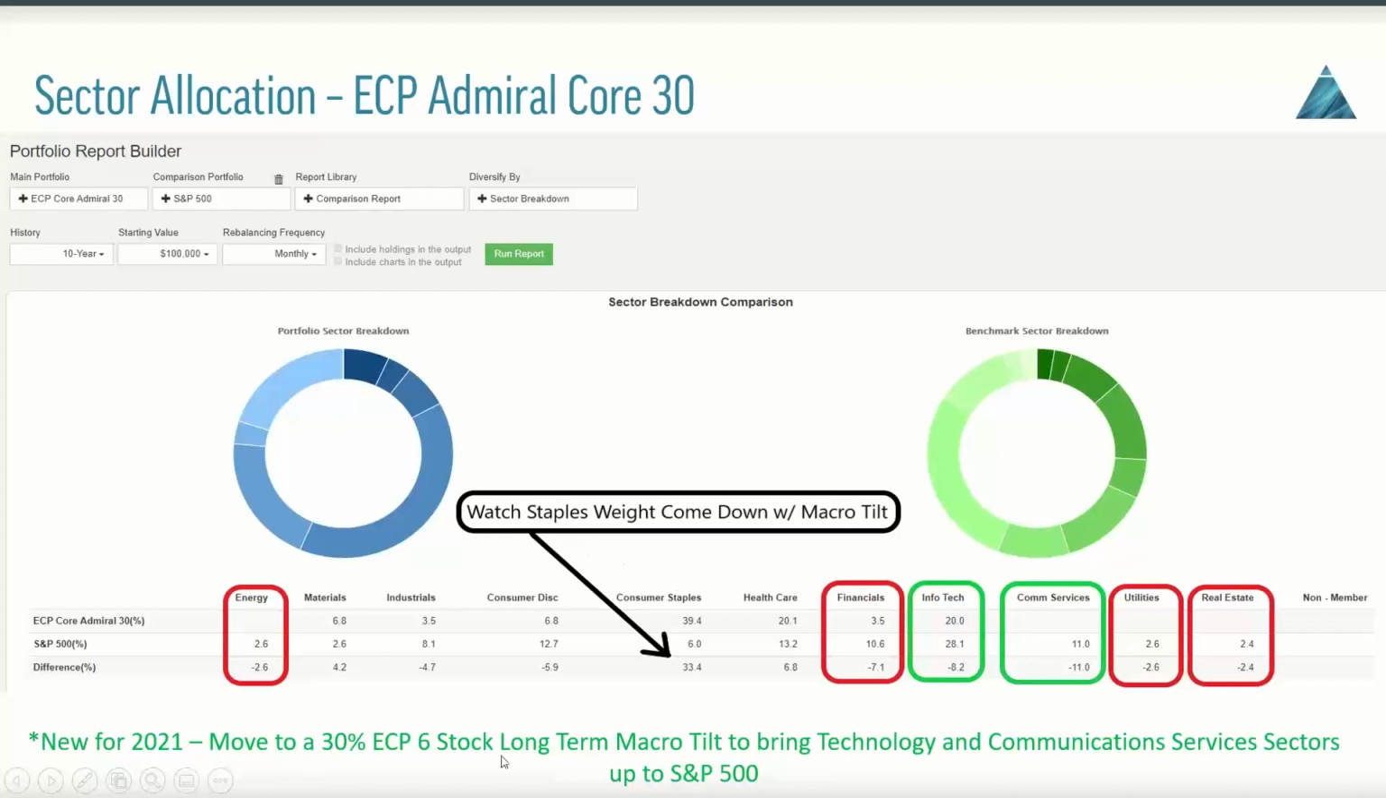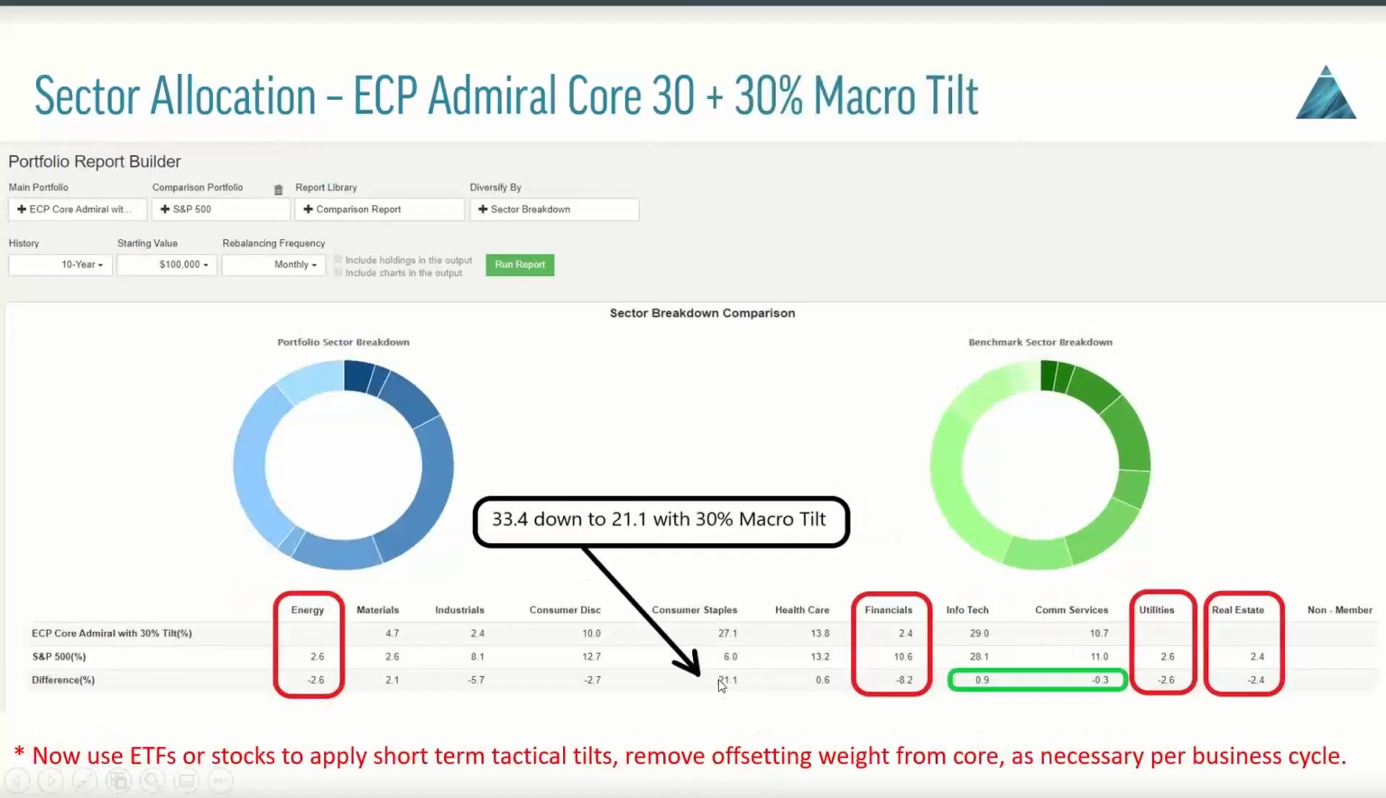But watch what happens when we apply a 30% weight. We go from a 33.4% overweight in consumer staples down to only a 21% overweight. And you can see that our info tech and communication services roughly equal 0. So now what we do is we use ETFs or stocks to apply those short-term tactical tilts in energy, financials, utilities, and real estate as we see fit. Then we remove those offsetting weights from core. So it's very, very simple to just utilize a facility like this in Advisor Tools or any other platform to do this type of work.